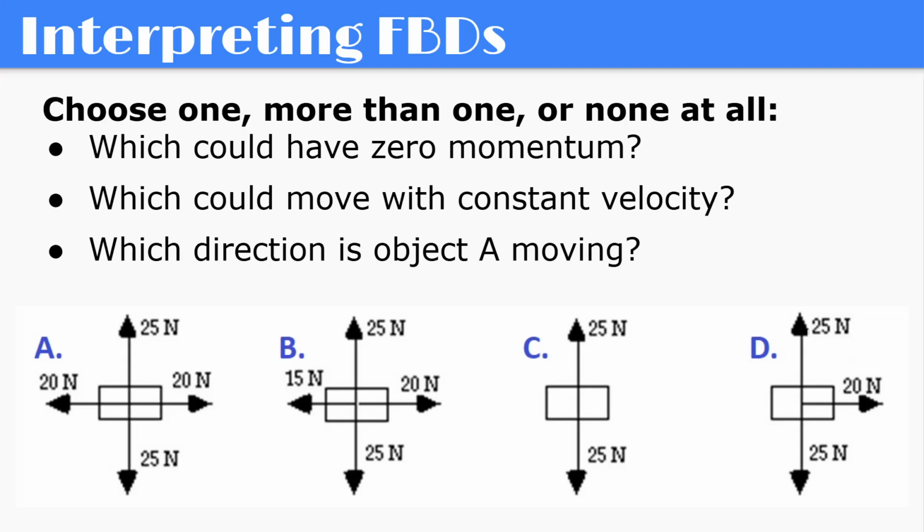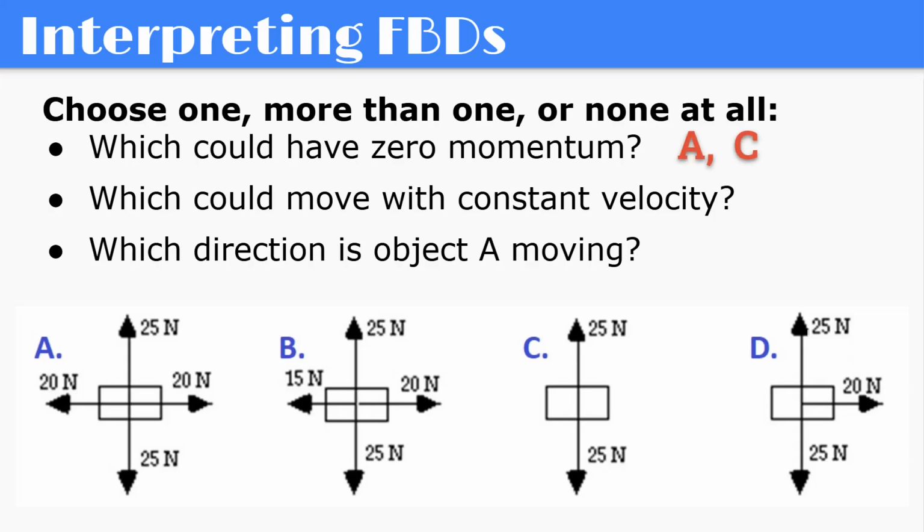It means what does my velocity have to be for my momentum to be 0? 0. I have to be at rest. So I'm asking which of these could be at rest. And at rest means balanced forces. So which ones have balanced forces? C. Anything else? A. A and C could have 0 momentum.